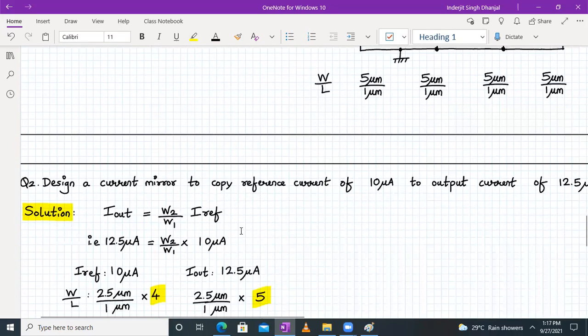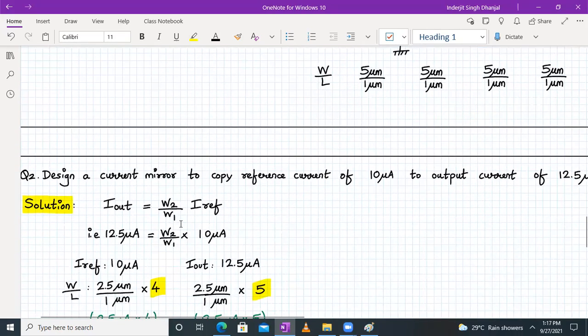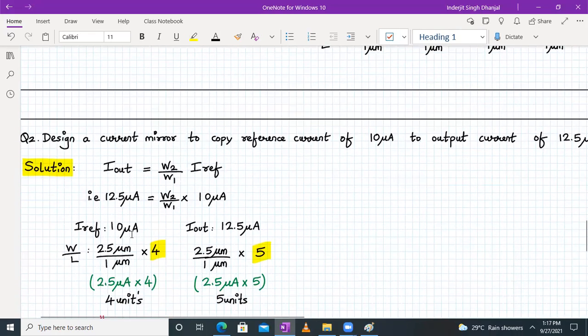First of all, we'll equate the formula. I out is W2 by W1 into I reference. I out is 12.5 microamperes, which is equal to W2 by W1 into 10 microamperes. So I reference is 10, I out is 12.5. So what's the common factor relating the two? We can take W by L as 2.5 micrometer divided by 1 micrometer, right?